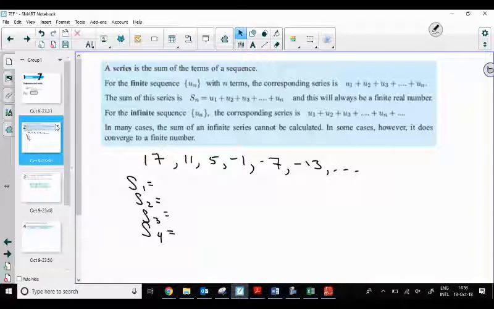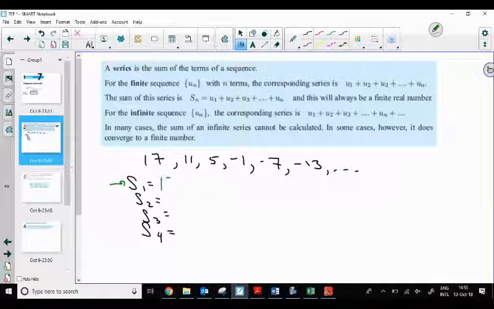Down below, let's just look at this sequence together. 17, 11, 5, -1, etc. This is an arithmetic sequence. The common difference is -6. First, I'm going to introduce a term that doesn't appear in this chapter, but it appears in the option topic for next year: the first partial sum. That's just the sum of the first one terms of the sequence.